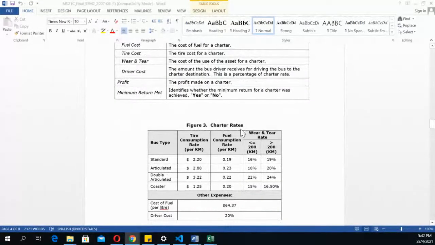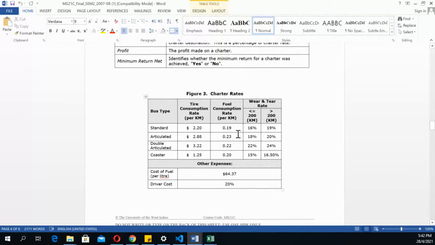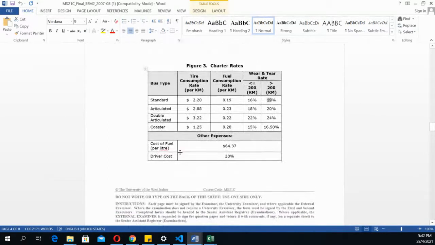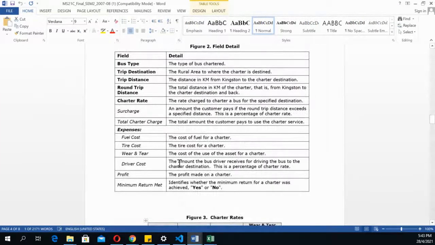All right, we have further the charter rates table. So depending on the bus type, they have different rates. So for tire consumption, they said they charge what? $2.20 for the standard bus. Articulated $2.88, double articulated $3 and so on. And then we have the fuel consumption rate as well, so per kilometer. So those are given. And then you have two types of wear and tear. So one, if it is less than or equal to 200 kilometers, and another rate if it is greater than 200 kilometers. Then these are some other expenses. So the cost of fuel and the driver cost, which is 20% of, I think if you look here, the amount the bus driver receives for driving the bus to the charter destination, and it is 20% of the charter rate.